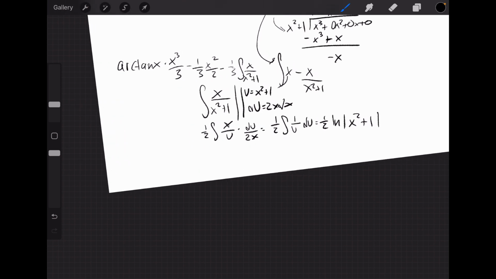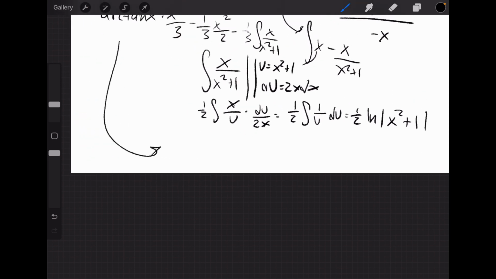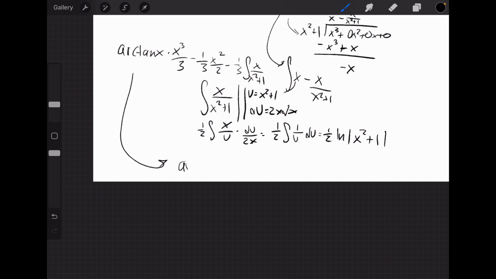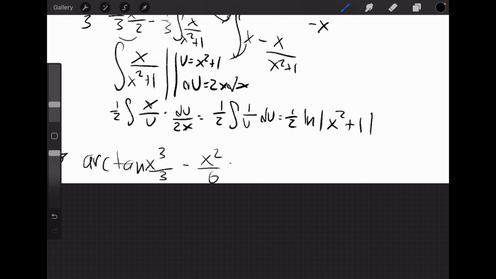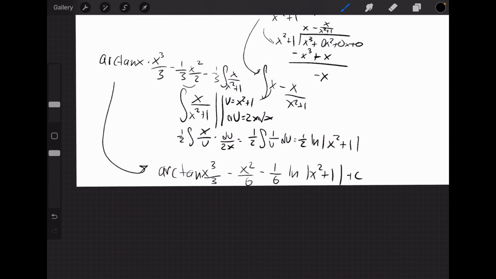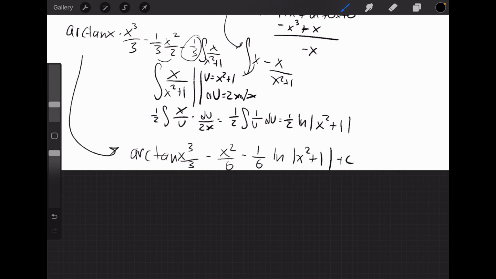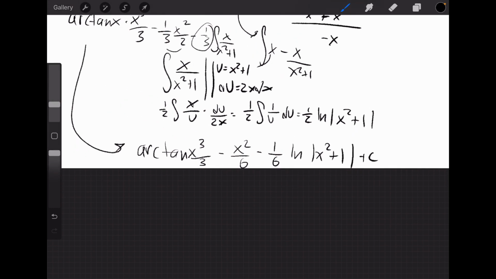And then now we just have to add the rest. Arctan of x to the 3 minus x squared all over 6. I combine that. And then minus 1/6 natural log of x squared plus 1 plus c. I made it 6 because I have to distribute the 1/3 here as well. And yeah, I think that's right.